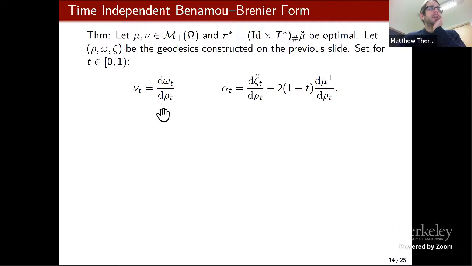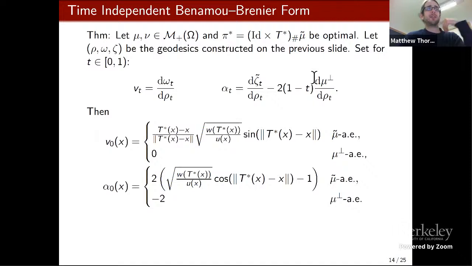So, like before, I'll set velocity to be the momentum over mass. And then I have this term here, alpha, which corresponds to the mass being created and destroyed along the transport. And we've included the pure destruction, so there's no pure creation here.